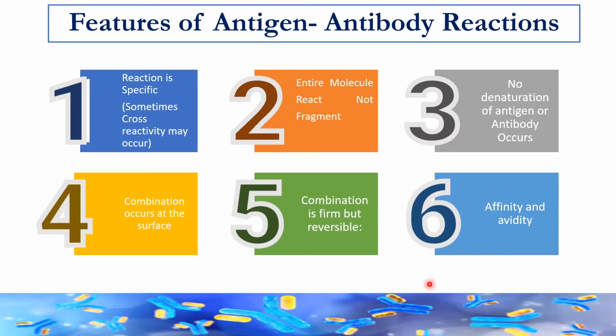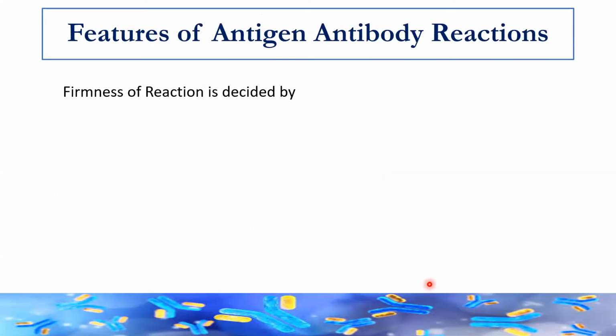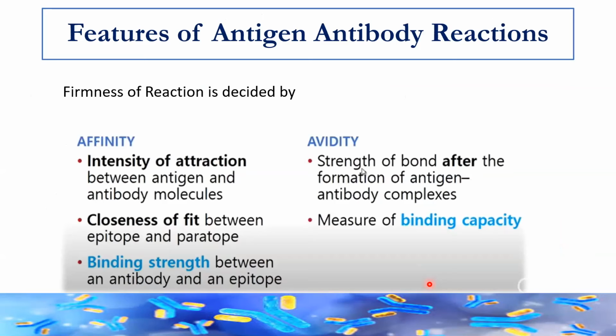Now we'll see these terms in a little detail, that is, what is affinity and avidity. So basically how firm the reaction between antigen and antibody is, is decided by affinity and avidity. Now what is the difference between affinity and avidity? Affinity is the intensity of attraction or closeness of fit between epitope and paratope, whereas avidity is the strength of a bond after the formation of the antigen antibody complex.